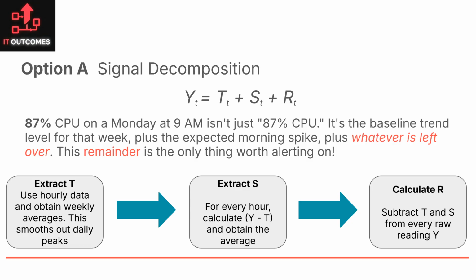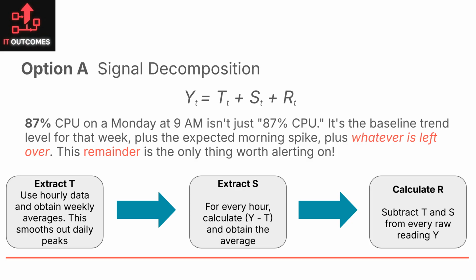Once you have that, you're going to want to obtain s, which is what represents that spike. And so the way to do that is, for every hour that you have a CPU utilization for, you're going to subtract that t that you obtained in the previous step, right? And that's going to give you a set of numbers, right, of y minus t for every hour observation that you have, and you're going to average all of those out. And now you have that spike, right? You're going to have the value that represents that spike.